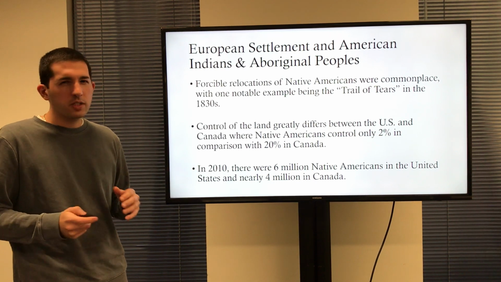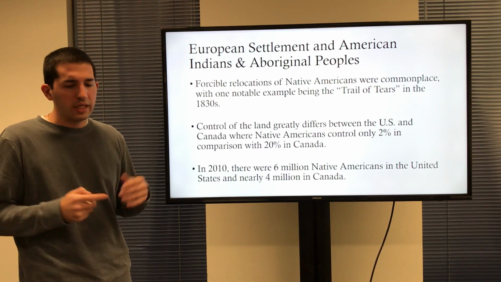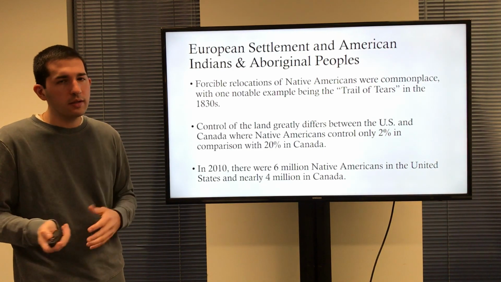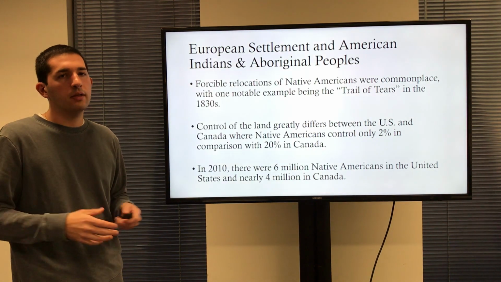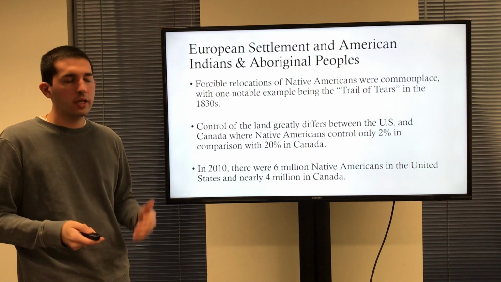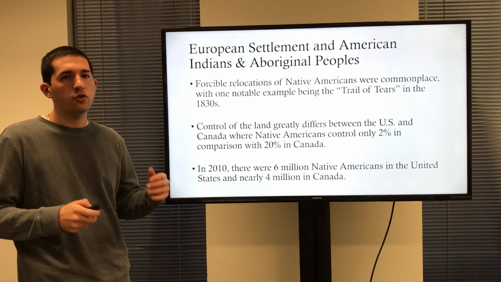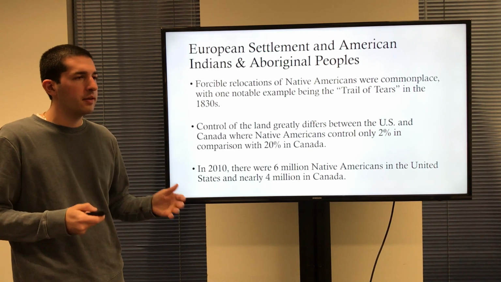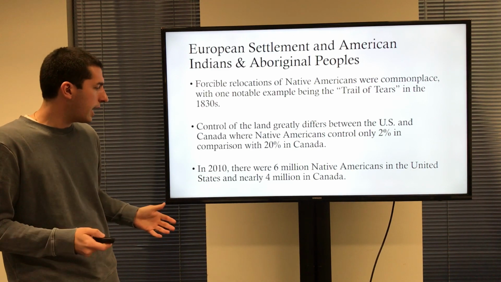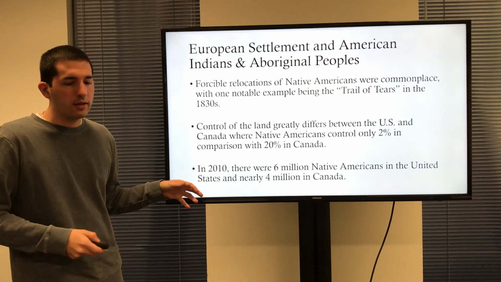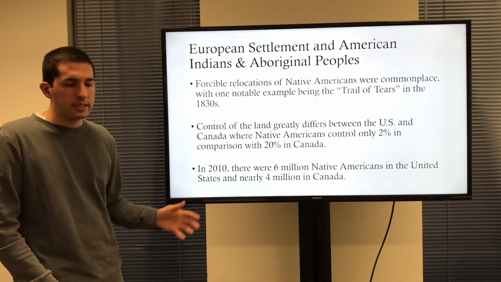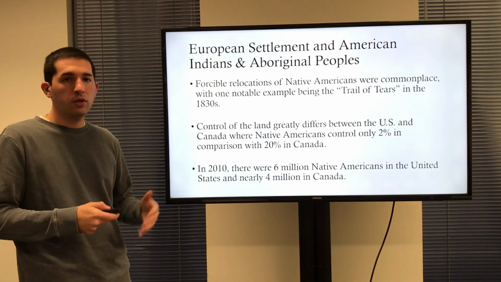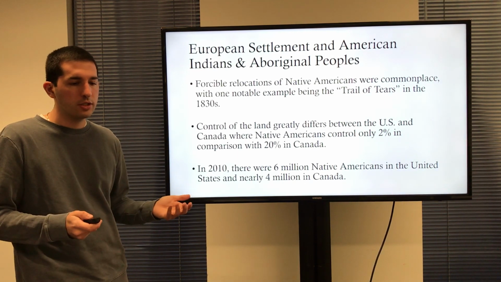Control of the land greatly differs between the United States and Canada, however. In the United States, indigenous peoples, Native Americans, only control 2% of the land. At 20% is the norm in Canada, and that's largely because some of those territories, like Nunavut, are controlled by the Inuit people, who largely control larger swaths of land up in Canada. Now in 2010, there were 6 million Native Americans in the United States and 4 million living in Canada. So you can see, like I mentioned, these communities have rebounded since European colonization.